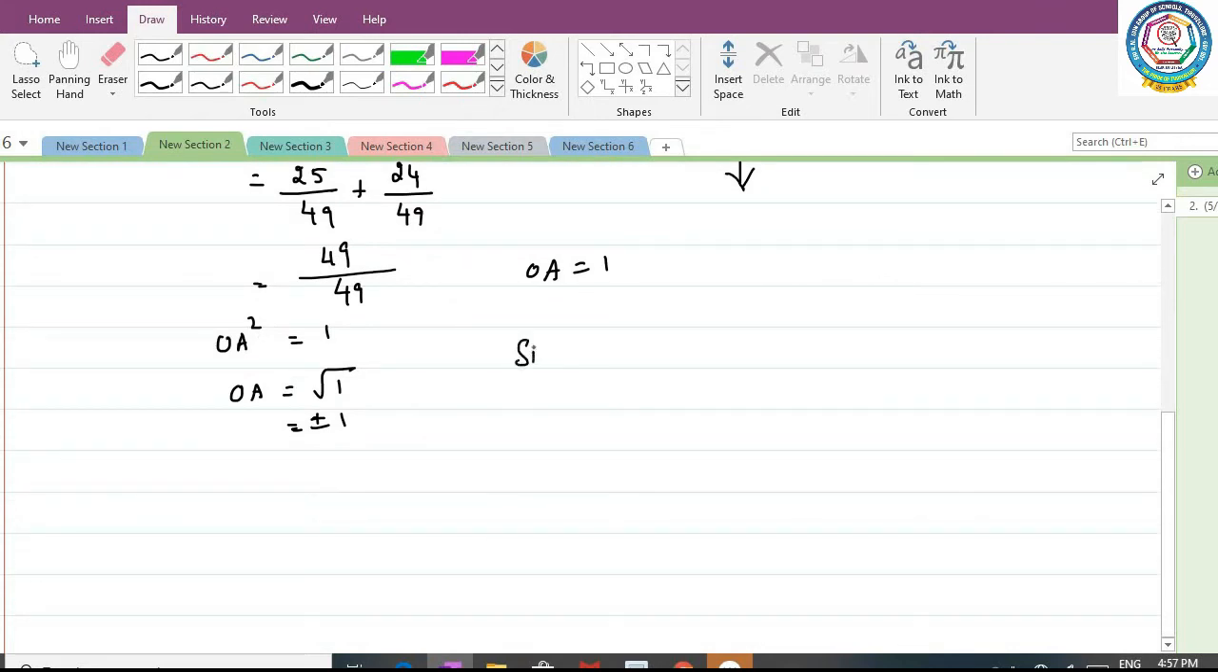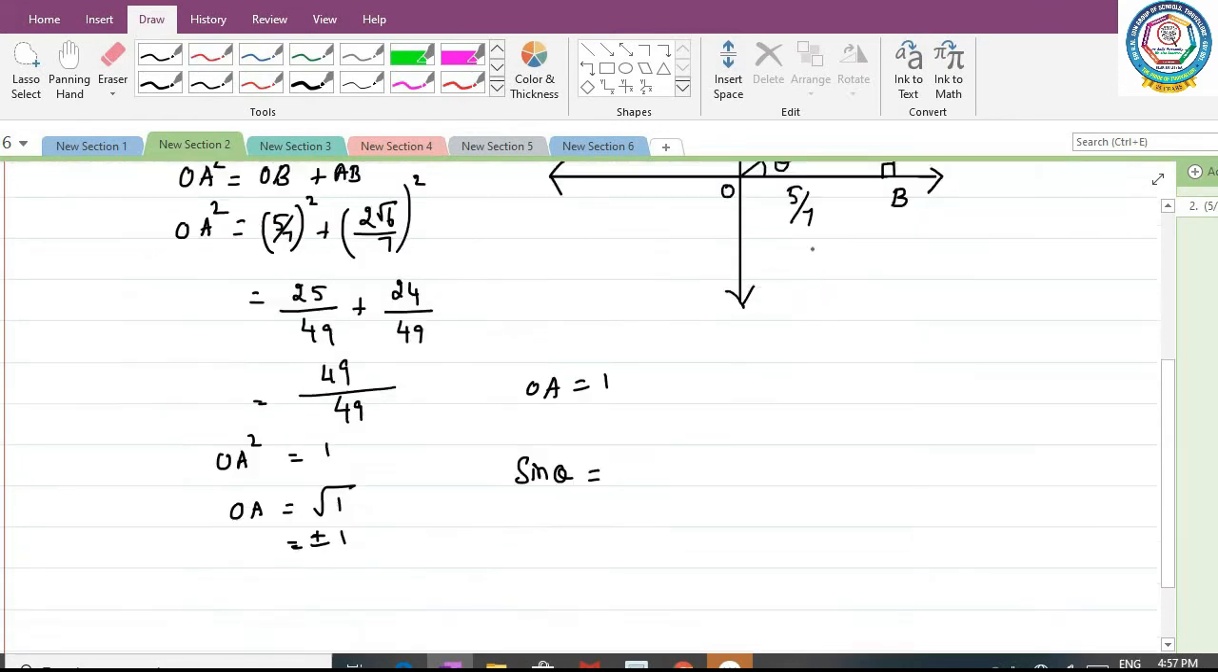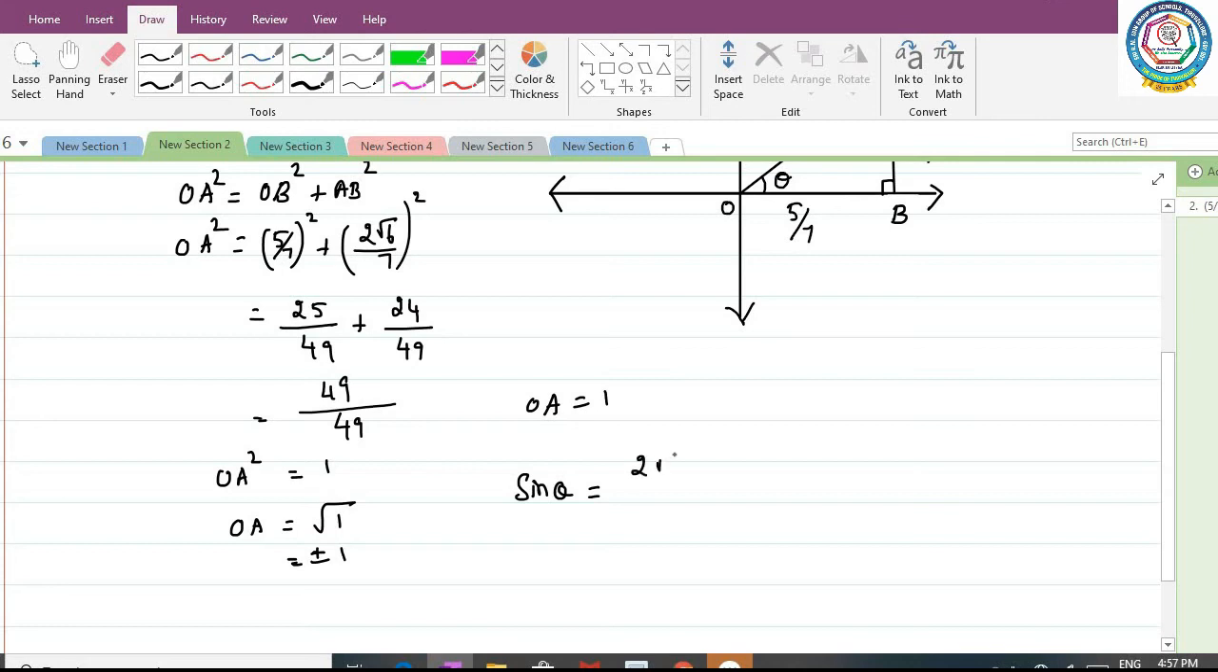So what is the trigonometric function? Sin theta equal to, where is the theta from here? So opposite by hypotenuse. What is the opposite side? 2 root 6 by 7. Hypotenuse 1. That is equal to 2 root 6 by 7.